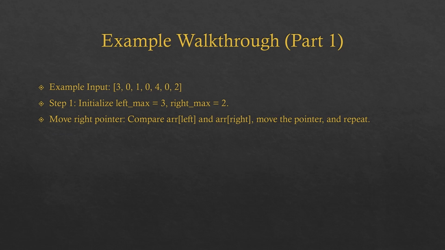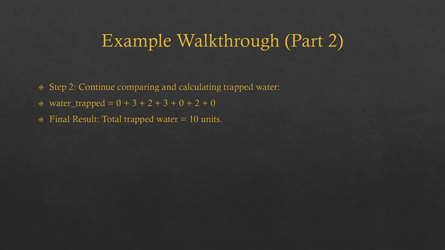Let's apply this approach to our first example. Here the array is 3, 0, 1, 0, 4, 0, 2. Initially we set left max to 3 and right max to 2. We start comparing the blocks from both ends and calculate the water trapped at each step. After processing the entire array, we find that the total trapped water is 10 units, as shown in the detailed calculation.